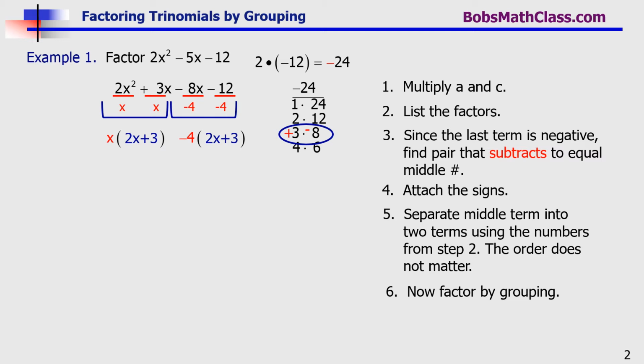The binomial, that's our GCF now, is 2x plus 3, so that'll be written first. And then x minus 4 will be second. Again, the order doesn't matter. If you wanted to write the x minus 4 first and then the 2x plus 3 second, that would be fine because multiplication is commutative.